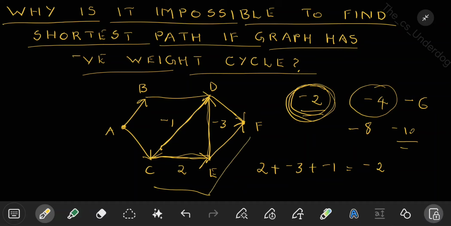And if you again want to shorten the length, what can you do? Take the cycle again 2 more times, which means you can keep doing this again and again and get a smaller and smaller and smaller path. Because of this, it is never possible that you will reach a shortest path in a graph if it has a negative weight cycle. You can keep taking this cycle again and again and find an even shorter path. So you will never hit rock bottom where you can say this is my shortest path. This is the reason because of which it is impossible to find the shortest path if the graph has a negative weight cycle.